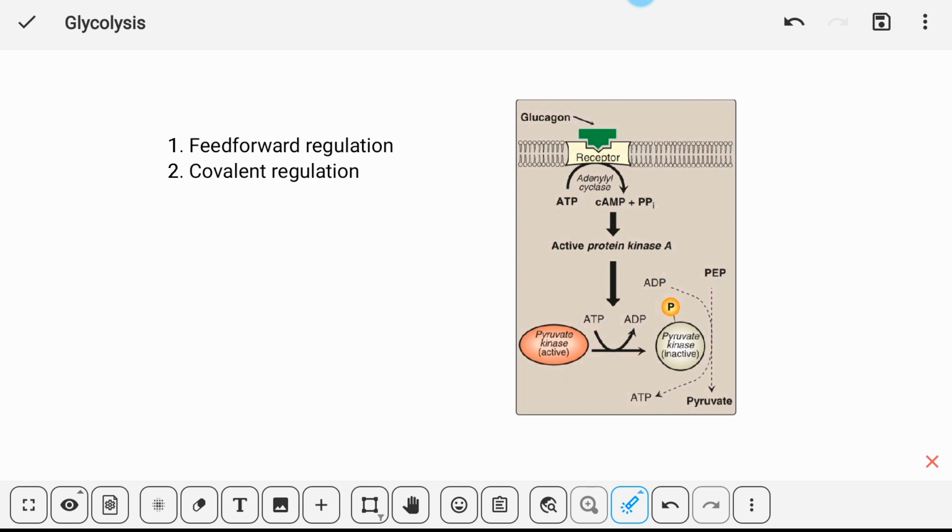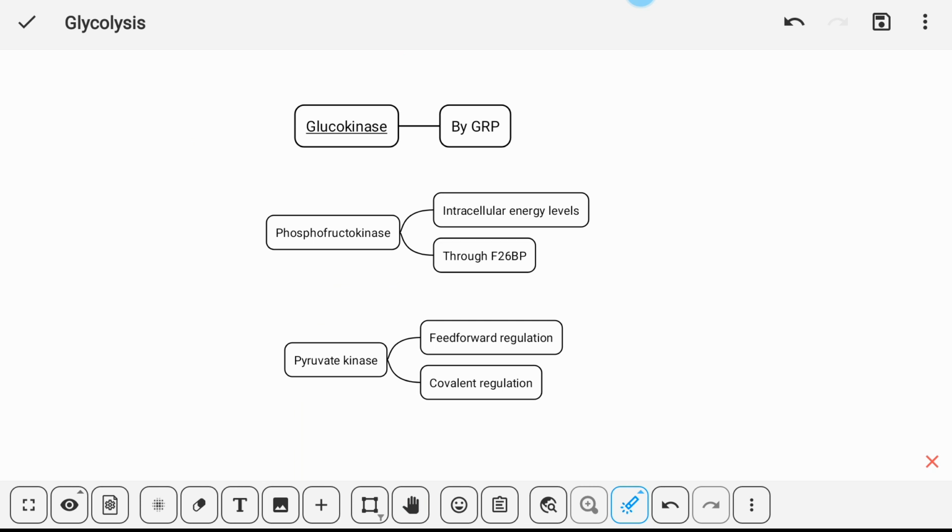A very simple regulation. These two methods have been discussed and I have tried my best to make this regulation easy for you. But before we jump to the other part of the video, let's have a look at the summary of these regulations. Here, I have made some mind maps as the summary of the regulation of glycolysis. First step, I told you, glucokinase is the enzyme of that step. It is regulated by glucokinase regulatory protein. I illustrated it very well in that figure.